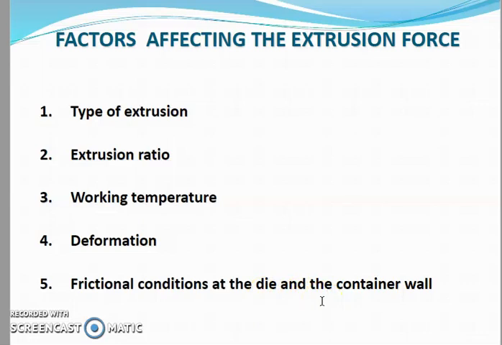The extrusion ratio is defined as the ratio of the cross-sectional area of the work billet, that is A0, to that of the extruded part after reduction, that is AF. Since the cross-section of the billet will be greater than that of the extruded part, the extrusion ratio will always be greater than 1. Hence, the effective strain is a function of the extrusion ratio.